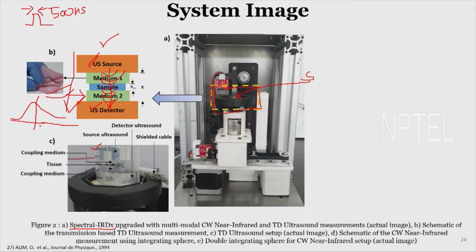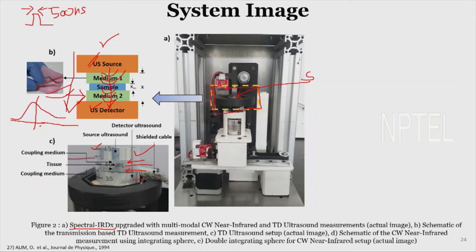Okay, so the actual experiment system looks like this. This is the first ultrasound transducer which acts as a source. This is the coupling medium. This is the actual sample. This is again the second coupling medium, and then finally we have the ultrasound detector. You can see the wire which is coupling this detected ultrasound is shielded, so that there is very little EMI interference between the input and the output signals over here. So this is the case of the ultrasound detector.